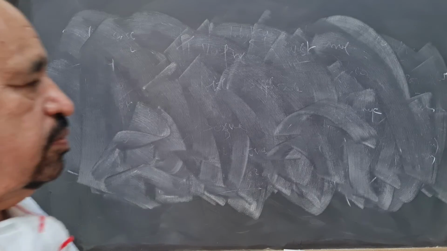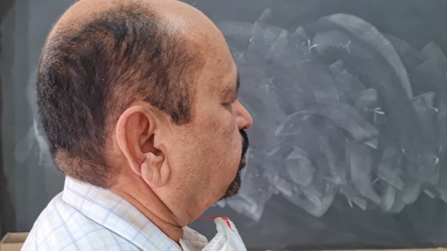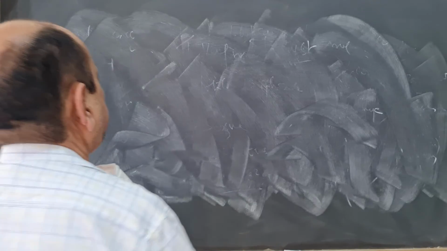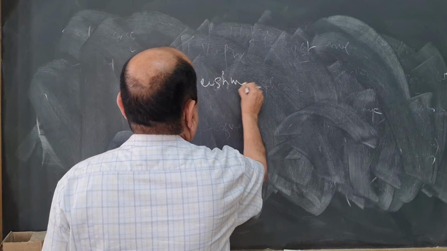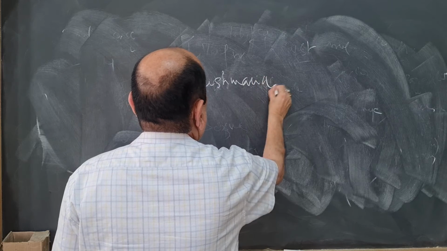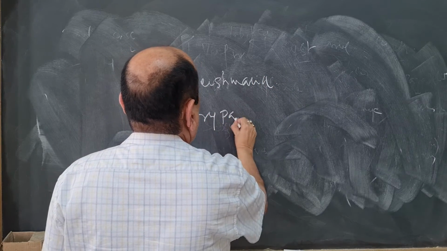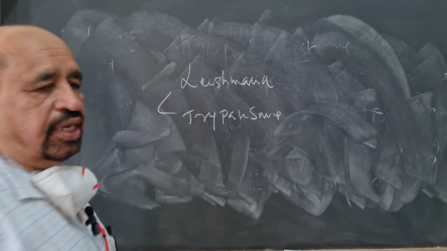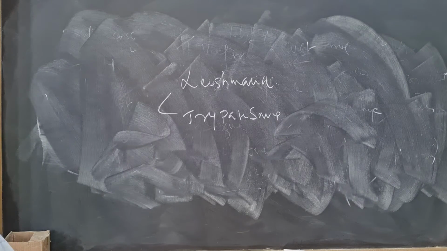This is hemoflagellates. The flagellates are the protozoa found in the blood. There are two: one is Leishmania, another is Trypanosoma.